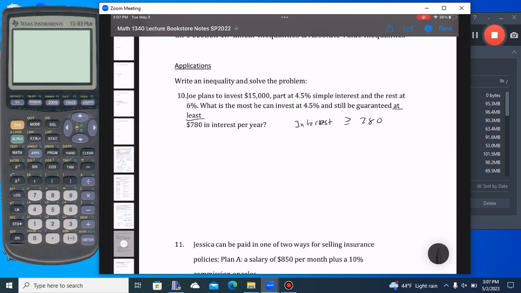And so calculate the interest. You take the interest for your first account, where x is the amount invested at 4.5%, plus the 6% times 15,000 minus x. That is what is being invested; the 6% is whatever is left over. And that has to be greater than or equal to 780.